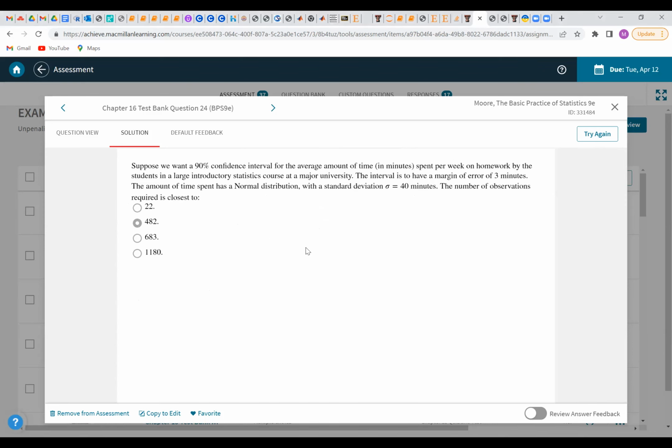Okay, the next problem is, suppose we want a 90% confidence interval for the average amount of time spent per week on homework by the students in a large introductory statistics course at a major university. The interval is to have a margin of error 3. So they want a fixed margin of error, which is 3. That means we need to have m equals 3.